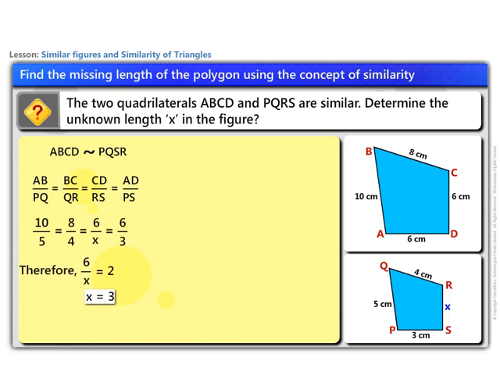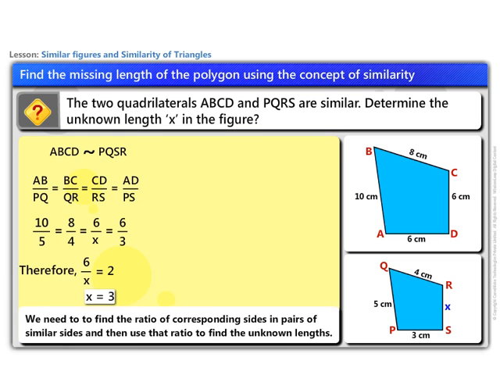Thus, to calculate unknown lengths, we need to first find the ratio of corresponding sides in pairs of similar sides, and then use that ratio to find the unknown lengths.